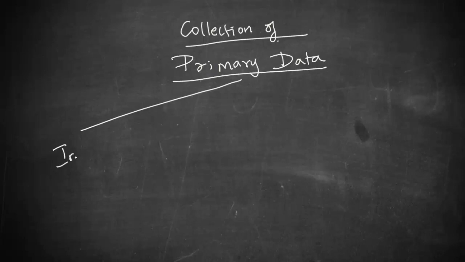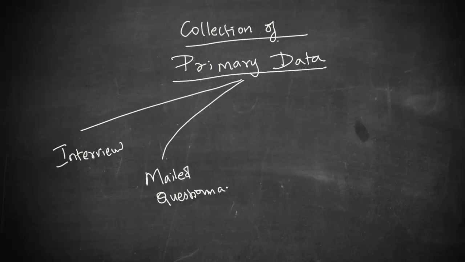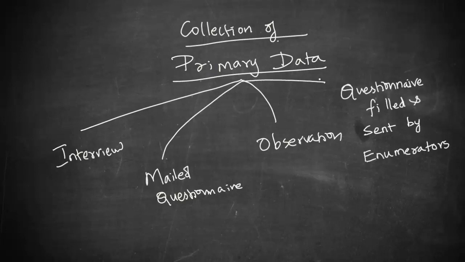Number one is the interview method. Number two is the mailed questionnaire method. Number three is what is known as the observation method. And number four is questionnaires filled and sent by enumerators. So let us see them one by one.